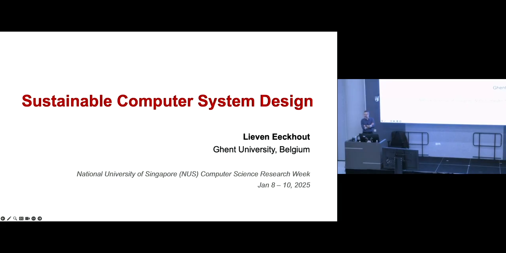He's very, very well known as a computer architect. Most of his work that made a lot of impact is in computer architecture simulation, including the Sniper tool that probably some of you have been using. But today he's going to talk about sustainable computer systems design, which I think is a very interesting and emerging topic. Lieven has received all kinds of awards that's possible.